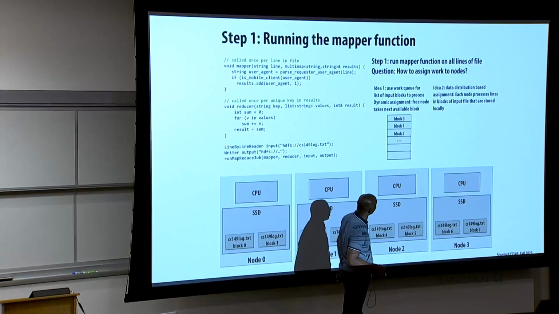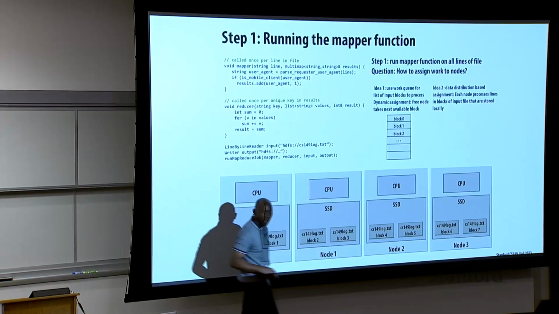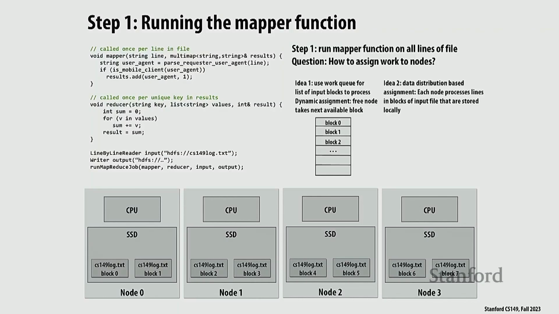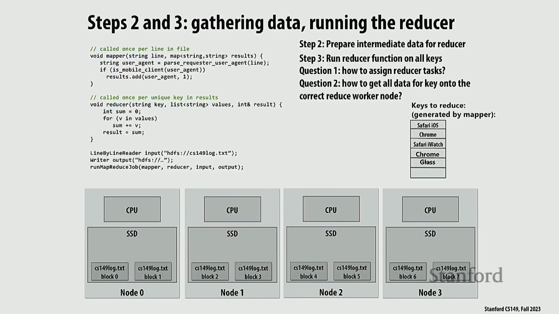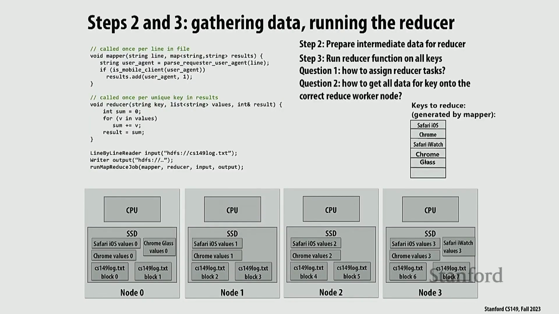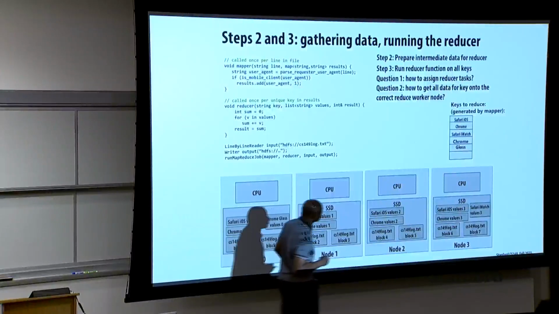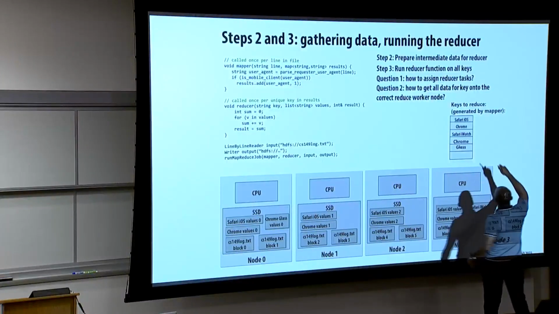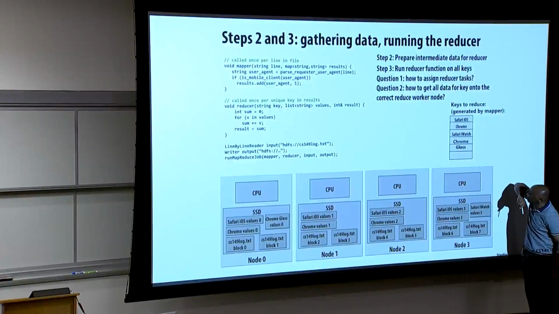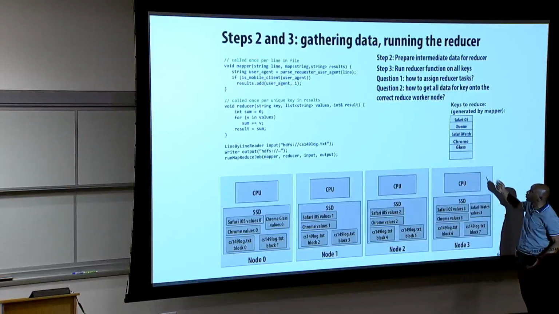Each processor node processes lines or blocks in the input file that are stored locally. Okay. All right. So now we've got all the mapper tasks, and we've created all these key value pairs associated with the different mobile clients. And now we have to do the reductions, right? So we've got all these keys, which have been generated by the mapper function. Okay, and so now we have to make sure that we can do the reduction.